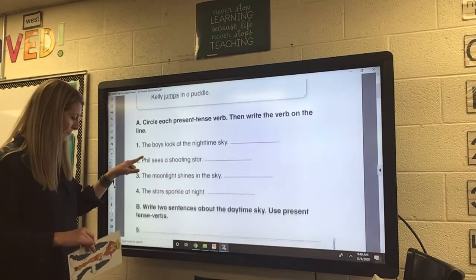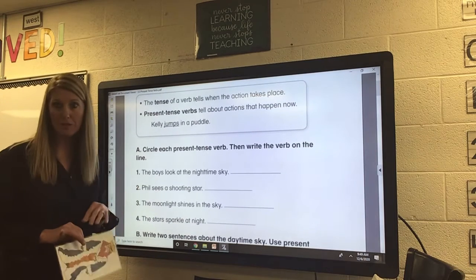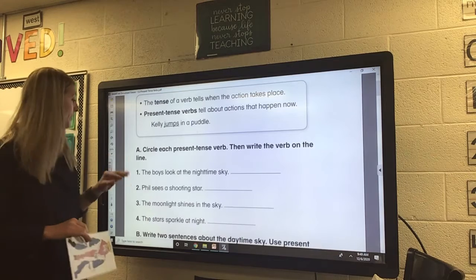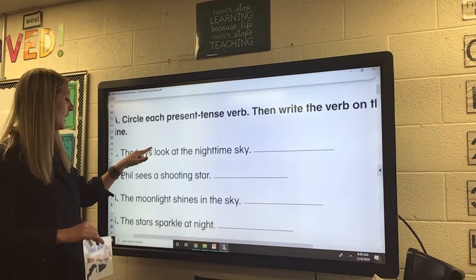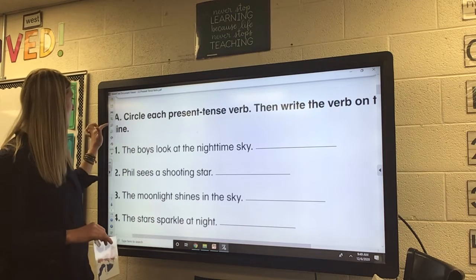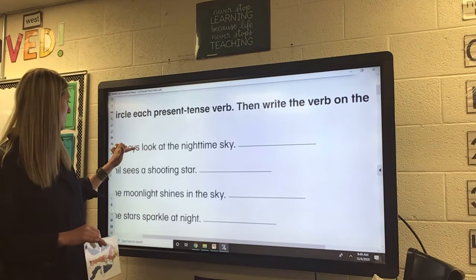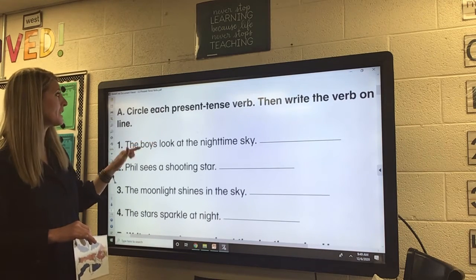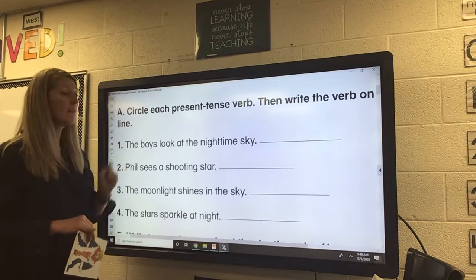So down below, Mrs. Murphy's going to help you with this section because it's our first day of grammar this week. So I'm going to help you with section A, but then B you'll do on your own. On section A, we're going to circle each present tense verb, then write the verb on the line.